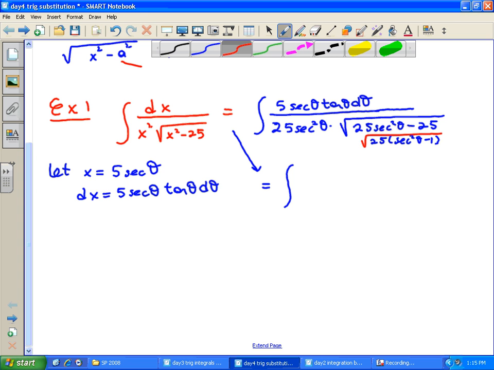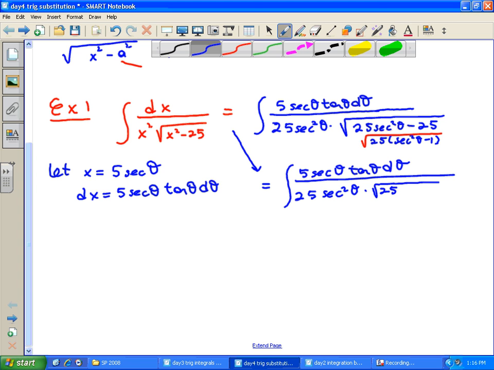So at the moment, I'm just going to write everything else as they are. 5 secant theta, tangent theta, d theta. On the bottom, we already had 25 secant squared theta. And now under the square root, I'm going to write 25 times tangent squared theta.